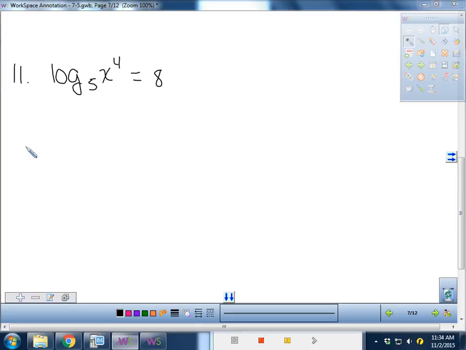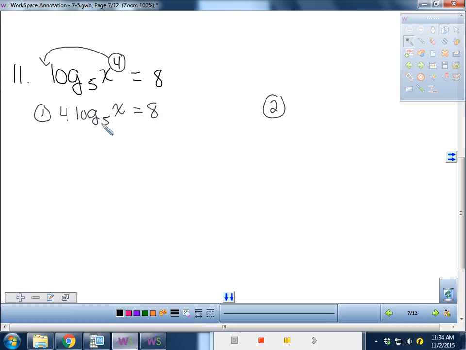All right, number 11. I'm going to give you two options of how you can work this one. We'll go option number 1, option number 2. You could notice you already have one log, so you don't have to do any combining there. But you do notice that you have an exponent. So you could pull this exponent to the front of your log and do 4 log base 5 of x equals 8.